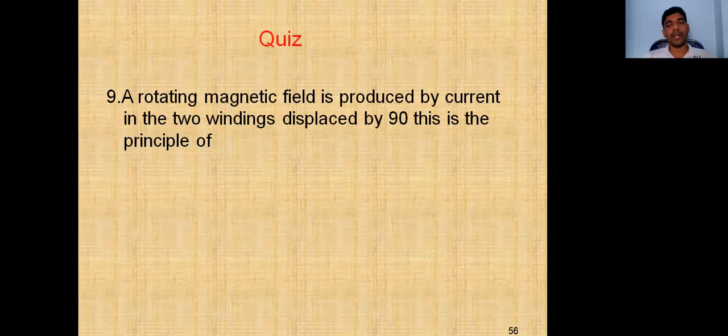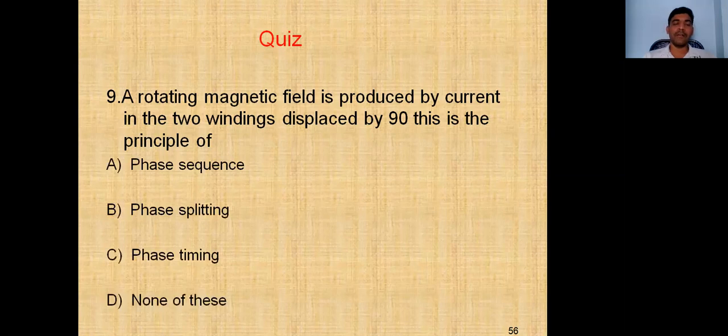A rotating magnetic field is produced by current in two windings displaced by 90 degrees. This is the principle of: option A phase sequence, option B phase splitting, option C phase timing, option D none of these. So it is the principle of phase splitting. Split phase motors are there.